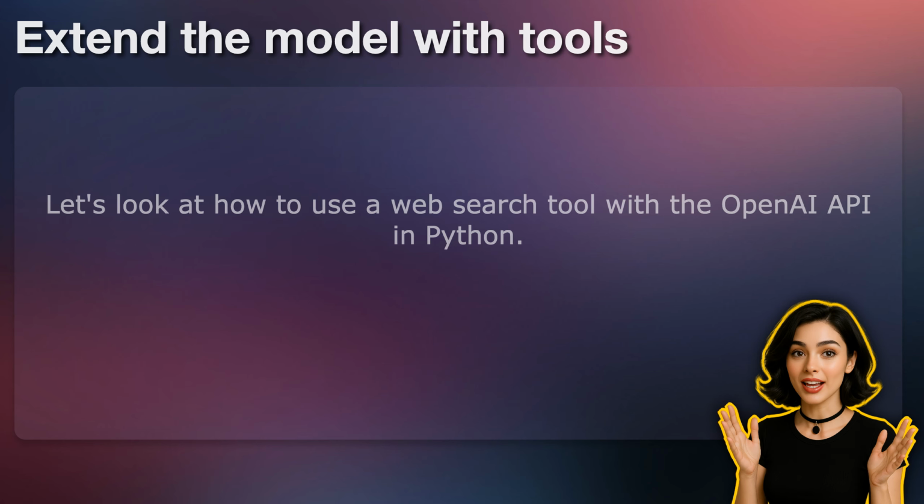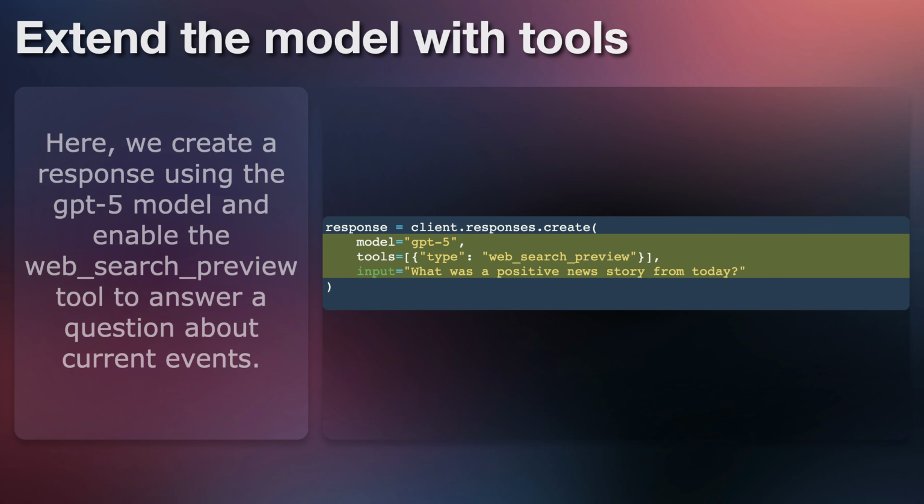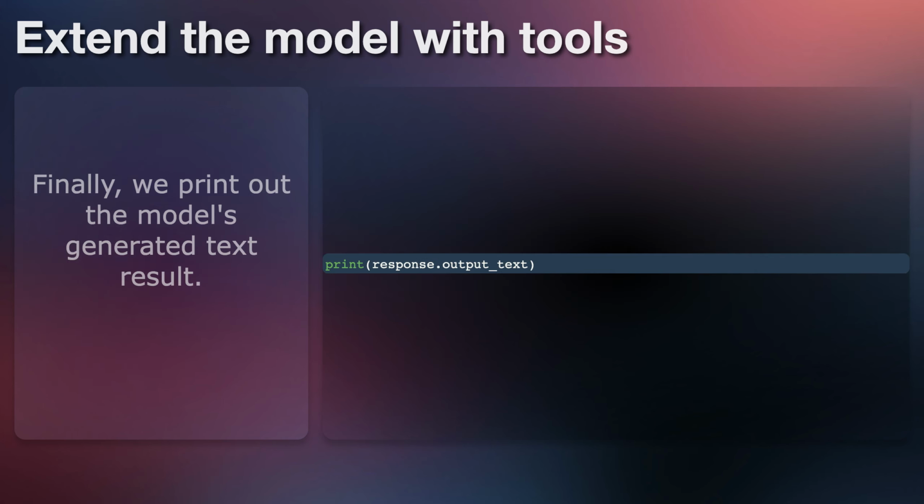Let's look at how to use a web search tool with the OpenAI API in Python. We start by importing the OpenAI library and creating a client. Here, we create a response using the GPT-5 model and enable the web search preview tool to answer a question about current events. Finally, we print out the model's generated text result.